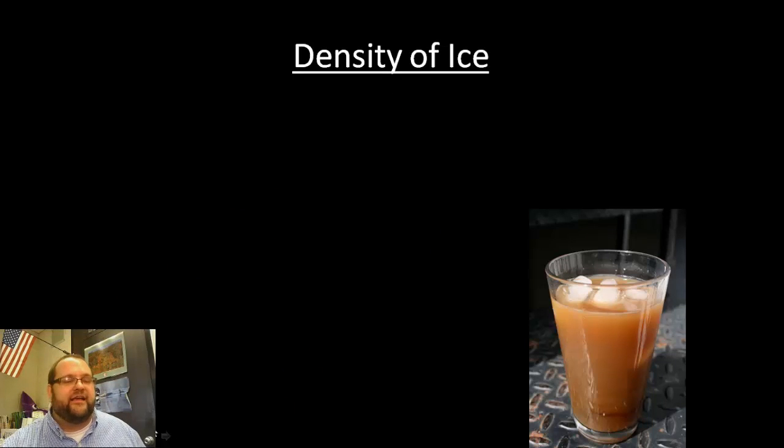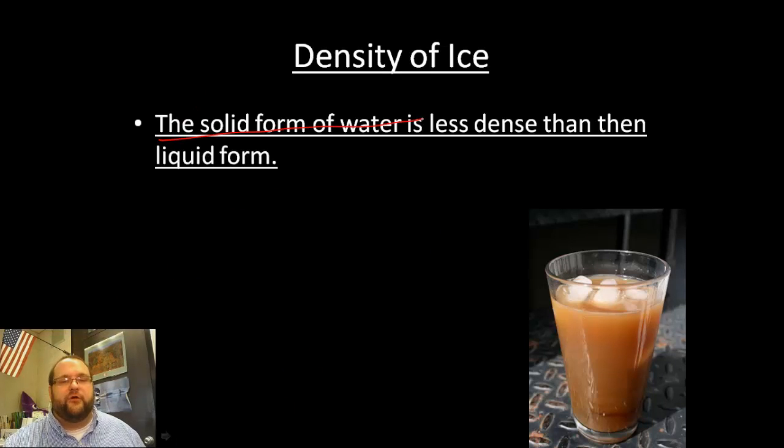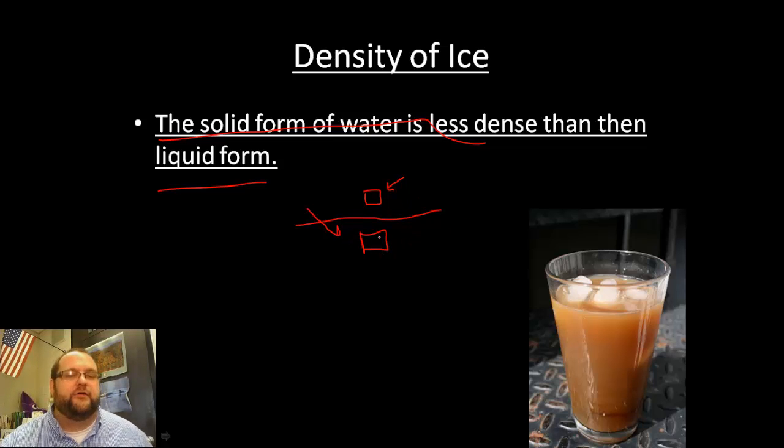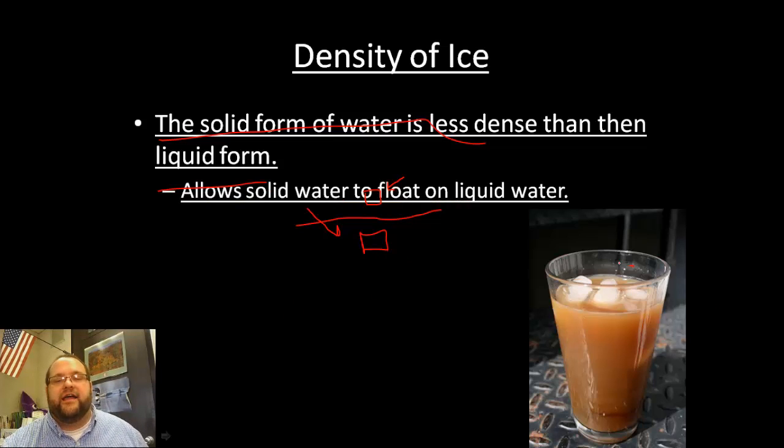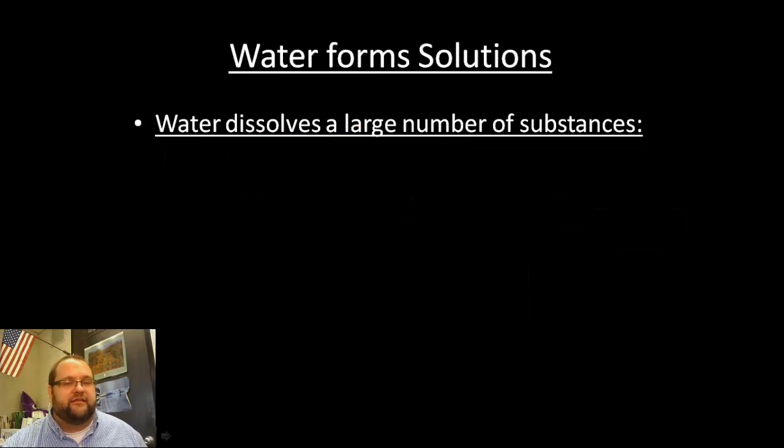Next, density of ice. Ice does a weird thing. The solid form of water is less dense than the liquid form. This doesn't normally happen. If I take a solid block of aluminum and put it in melted liquid aluminum, normally it sinks. So the solid form is usually more dense than the liquid form, which means the solid sinks in the liquid. But ice works the opposite way. The solid is actually less dense, which allows the solid to float in the liquid. This is important for living things.